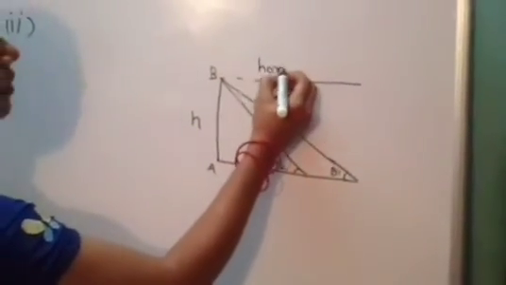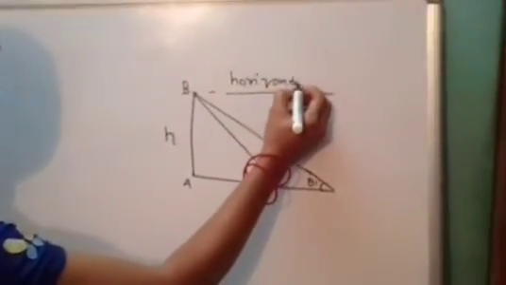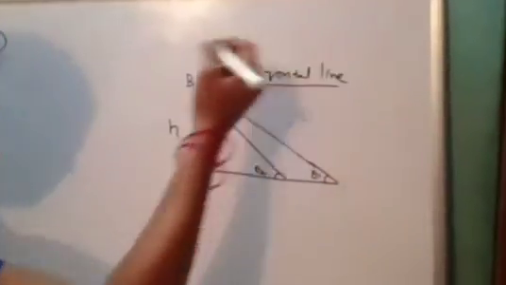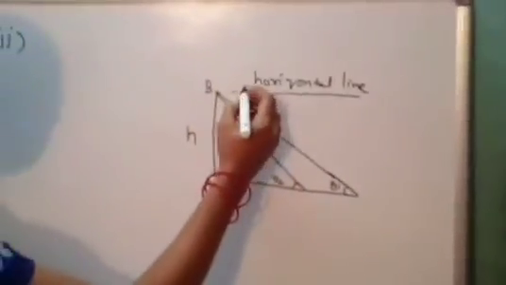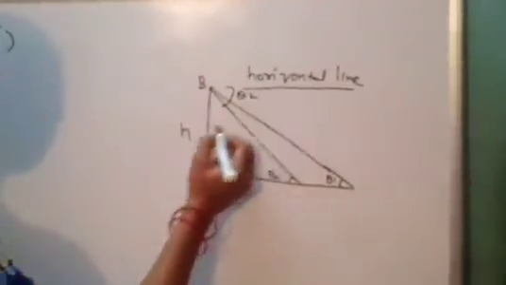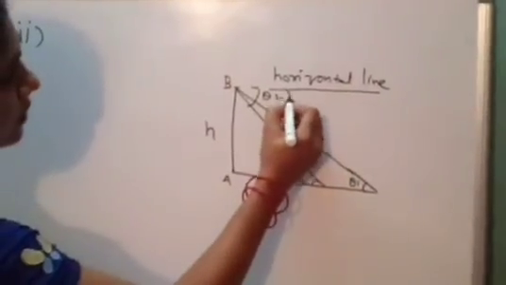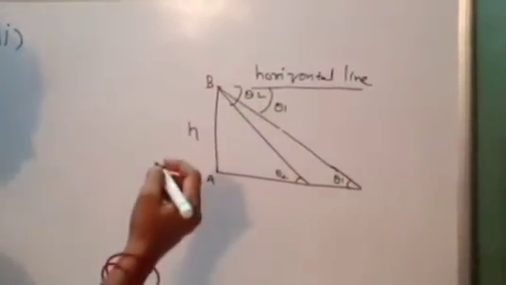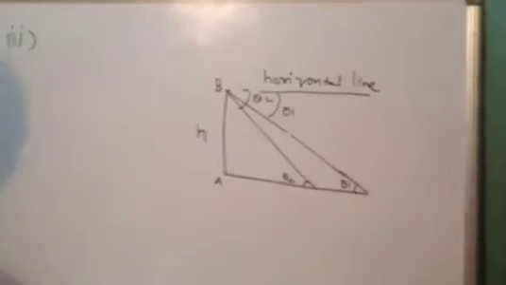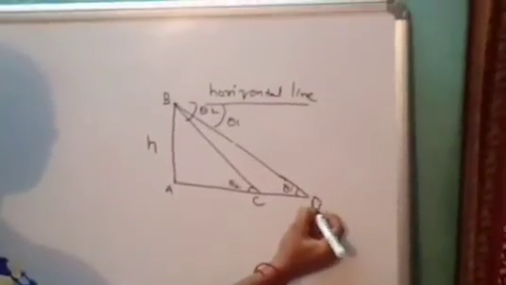This is horizontal line. This angle is theta 2 and this angle is theta 1. This is the diagram.